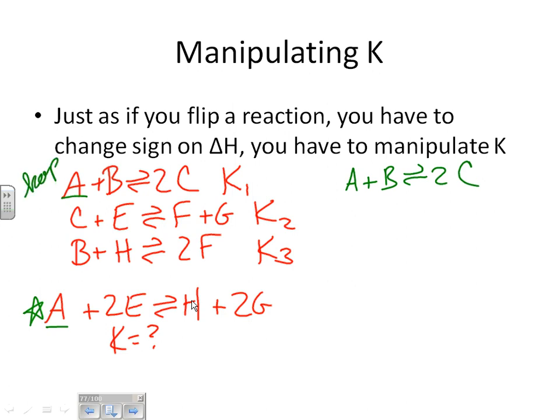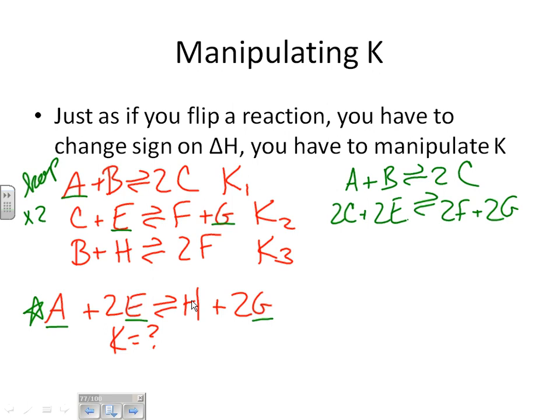Next up, C plus E goes to F plus G. So I evaluate each of these reactions for what I need. When I look at the target reaction, you're looking for things that you have in this equation that will help you get to what you want. So I noticed that this thing has E, and this thing has G, but I need 2 of the E's and 2 of the G's. Now they're in the right location, so I don't need to flip the reaction around, but I do need to multiply this reaction by 2. So this is going to turn into 2C plus 2E goes to 2F plus 2G. I'm going to deal with the K's afterwards.